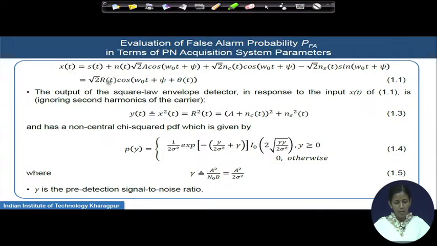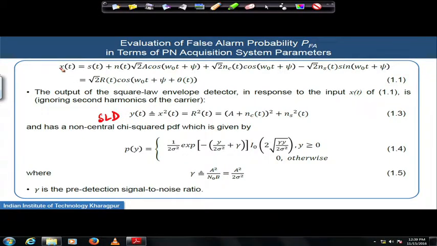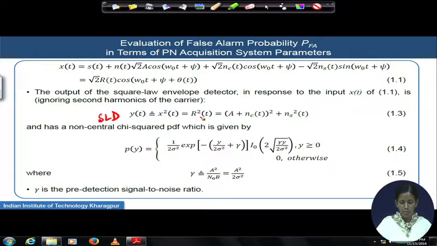Here you transmitted this that we have seen in the last slide, and the output of the square law envelope detector, definitely if the output of the square law detector is written as y(t), it will be the square of this input, and hence it is finally the square of r square into t basically, and we will be ending up with the expression of 1.3.